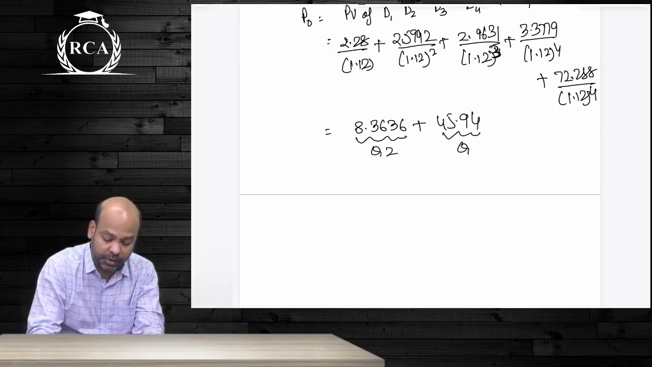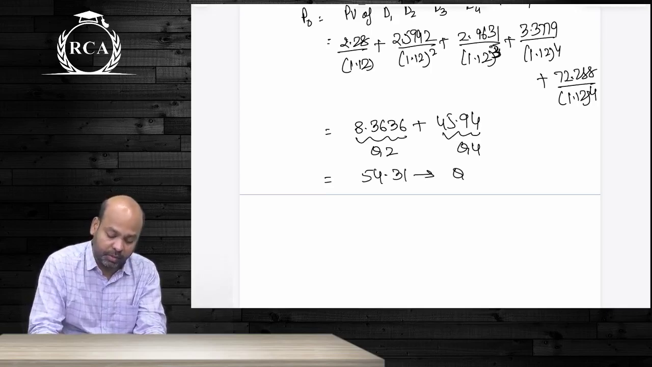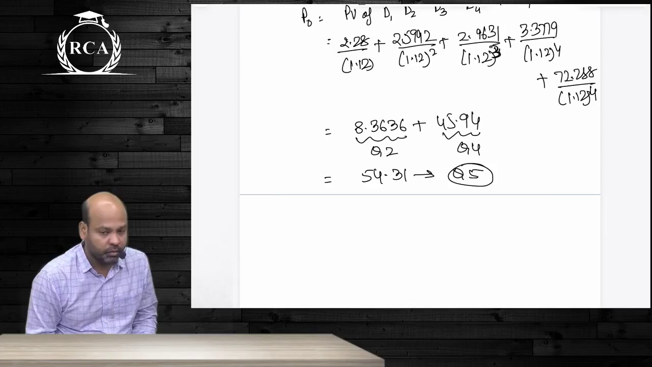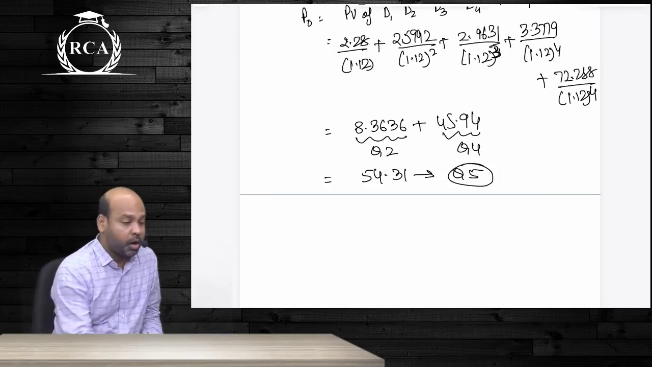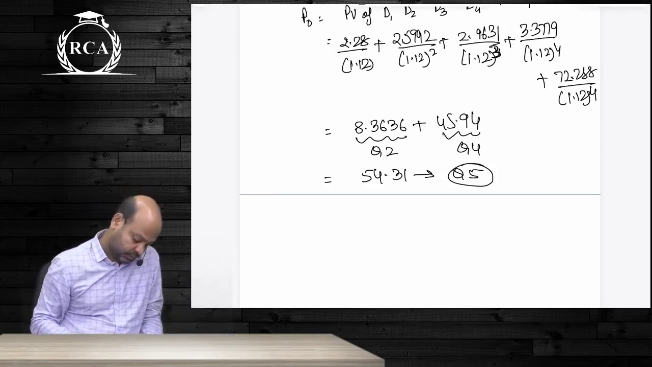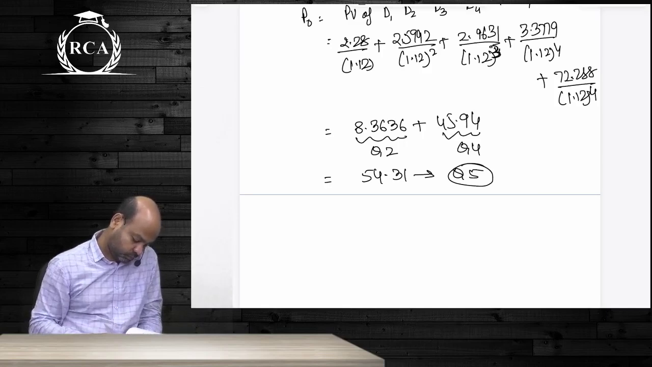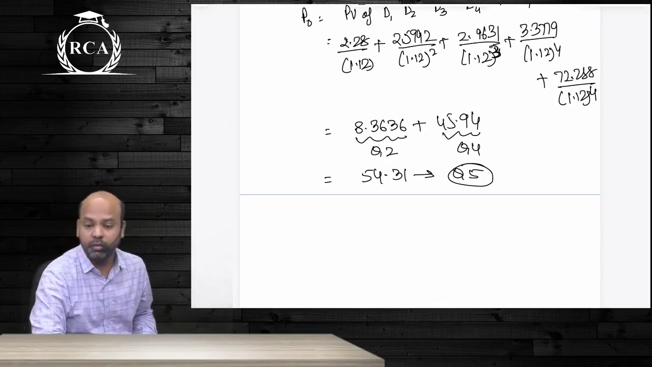This will become the answer to question 4. The total of both is 54.31. This will become the answer to question 5. We got the answers to question 4 and question 5. This was the question that was given in the exam, right? Are we all done?